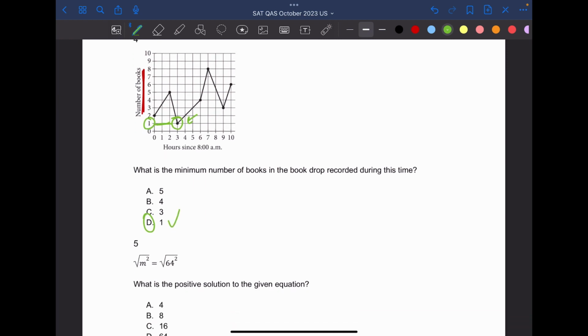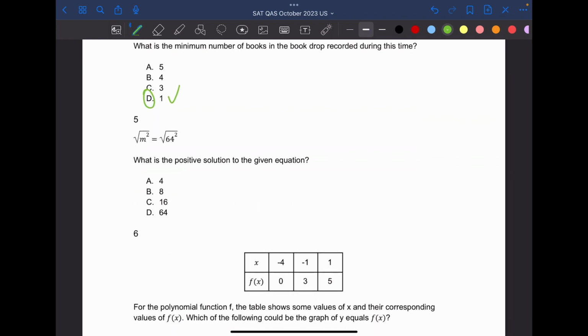Question number 5, let's scroll down. It says square root of m squared is equal to square root of 64 squared. And then it says, what is the positive solution to the given equation? There's two ways of doing this. You can literally solve it by looking at it, because both of these square root and square signs cancel. So they both go away, and you're left with m is equal to 64. So that's the answer. That's one of the ways of doing it.